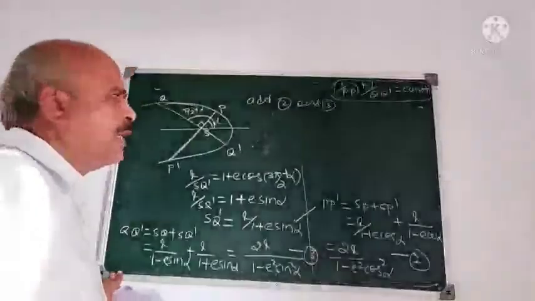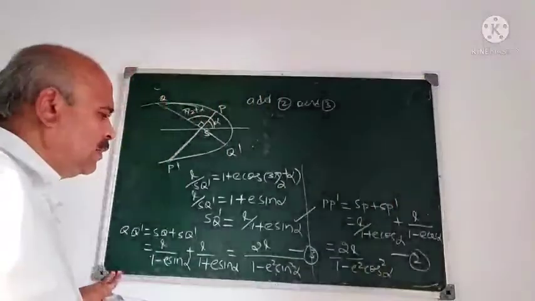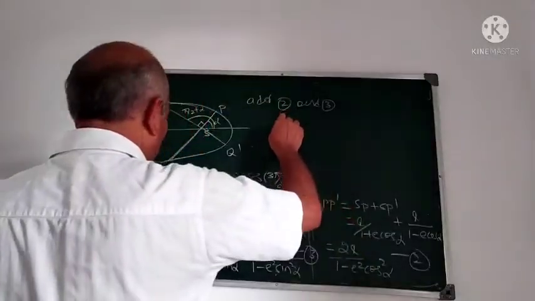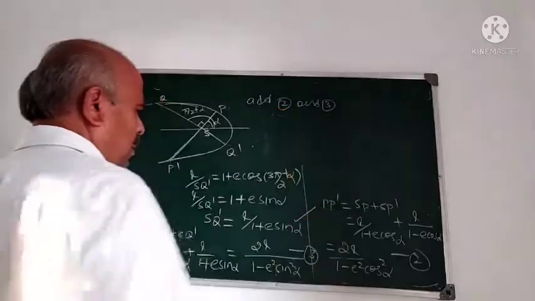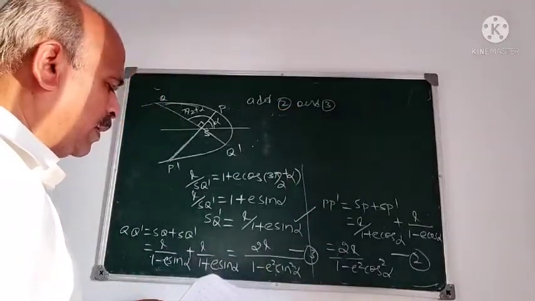Add 2 and 3. What do you get? If you add 2 and 3, you will get... adding 2 and 3. What is the problem here?